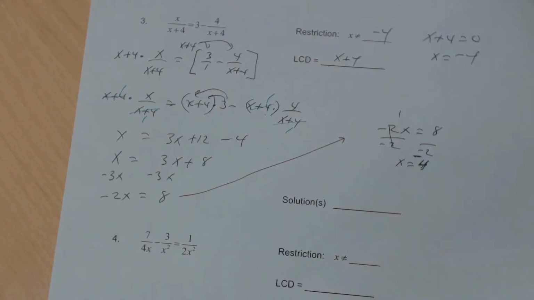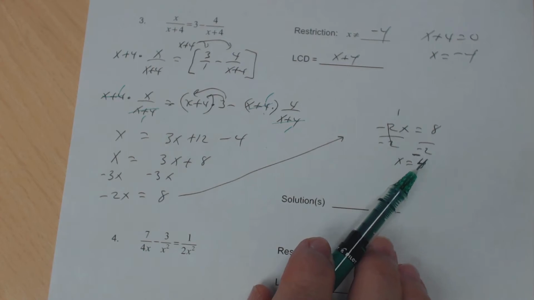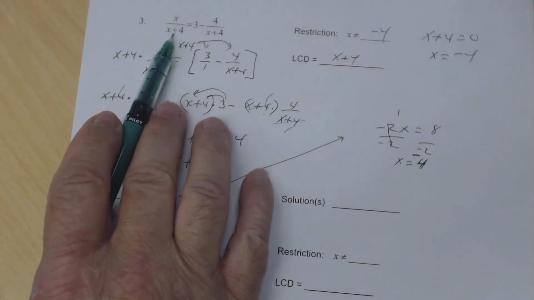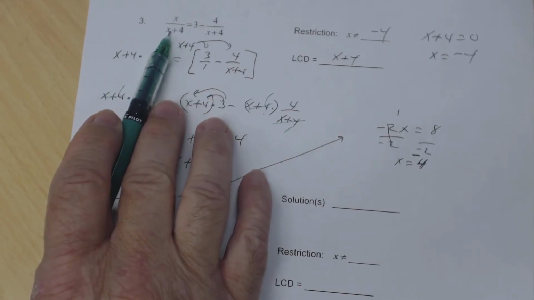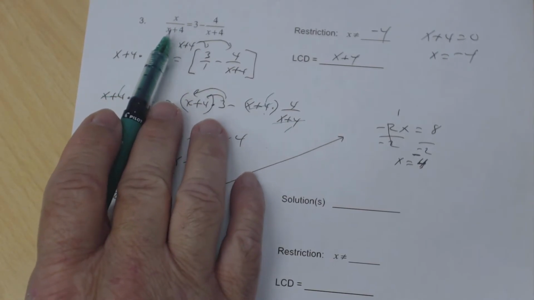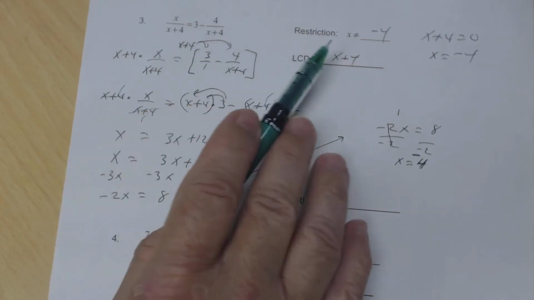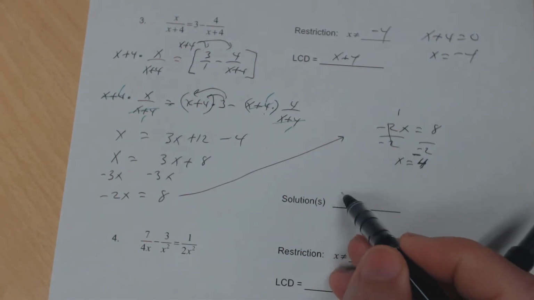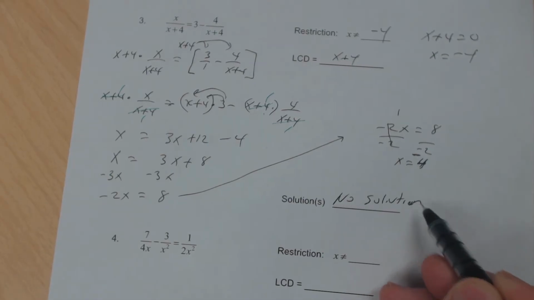Negative 4. Alright, notice that that was your restriction. So that cannot be your solution because when I go back to the original problem and I substitute negative 4 into x in the denominator, it doesn't matter what the numerator is, the denominator, negative 4 plus 4 is 0, so I can never divide by 0. So remember, that's your restriction. So in this case, you would say no solution. That's what you would write. No solution.